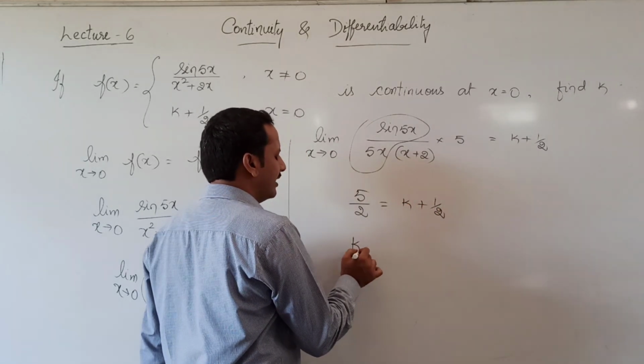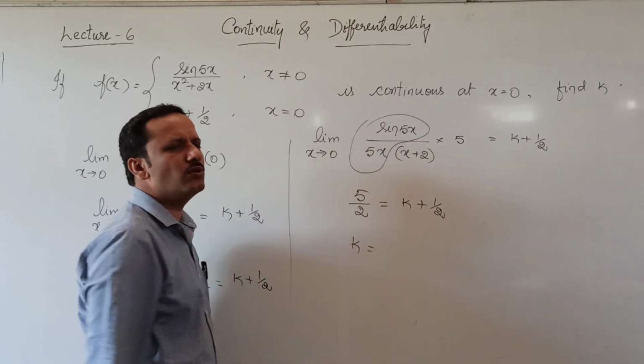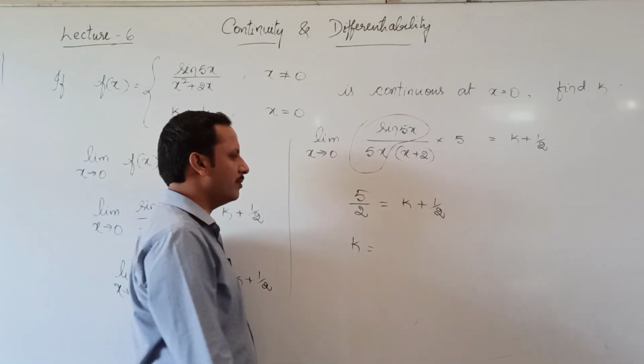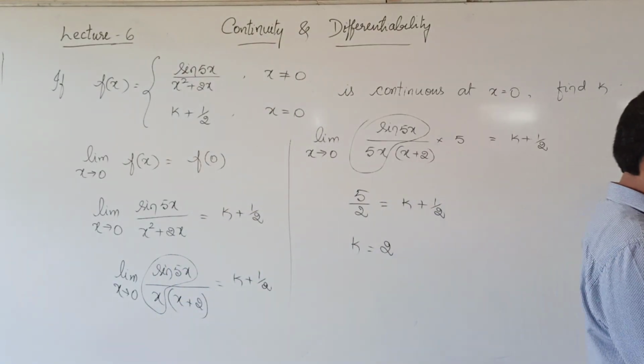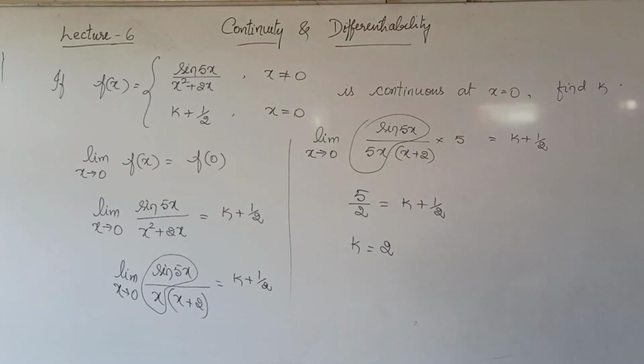Bring it this side. k is equal to 5 by 2 minus 1 by 2, which is 4 by 2. That's equal to 2. Okay?